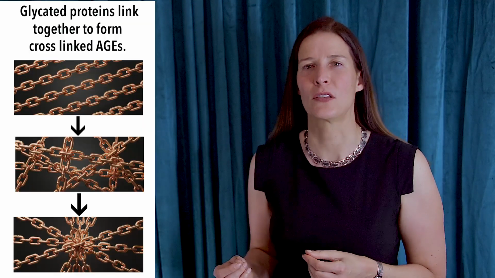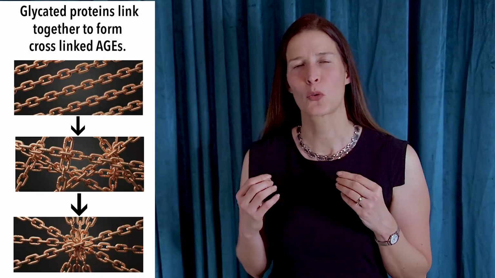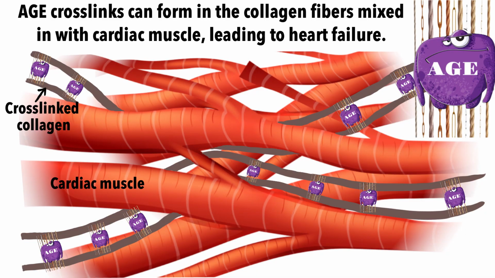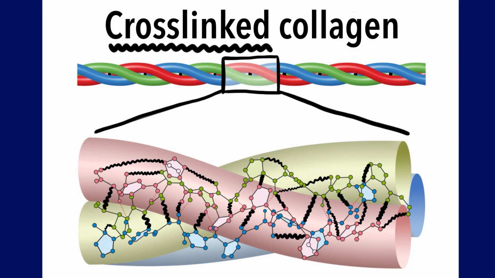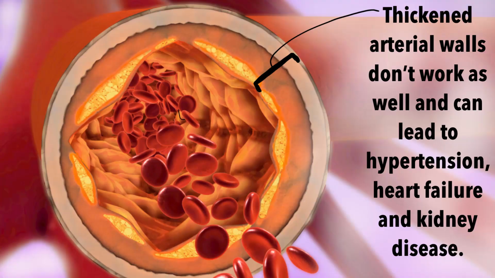AGEs can form crosslinks and can cause progressive stiffening of tissues in the body that are rich in these long-lived proteins. For example, cross-linked collagen and elastin make the walls of arteries become more thick and stiff and less elastic with age. These thickened arterial walls don't work as well, causing diseases such as hypertension and kidney disease over time. We call this the glycation theory of aging, a process which is accelerated in diabetes.